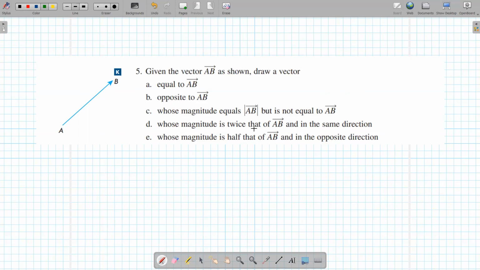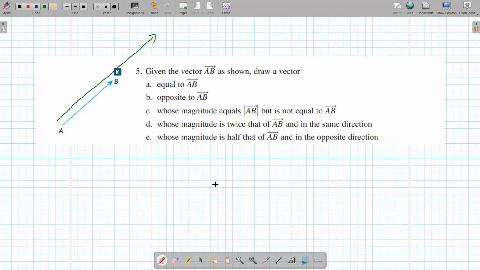D, whose magnitude is twice that of AB, and it's also in the same direction. Very simple question. You just double the length, and as long as you go in the same direction, you're good. There you go, that's the answer to D. Magnitude is doubled, and it's going in the same direction.